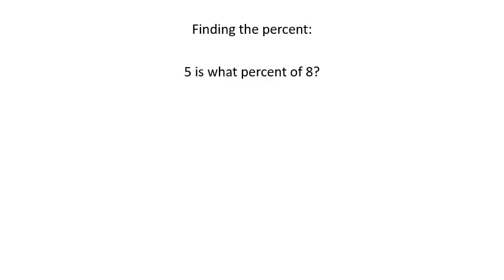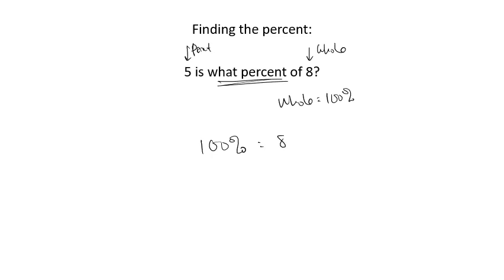The last problem we're going to look at is finding a percent. And so now we have, this is the part, and this is the whole. And so we know this is our smaller amount, this is our whole amount. And again, we're going to use the idea that our whole is 100%. And so since we know that 8 is our whole amount, we know that 100% is 8. And what we want is to find out what percent is 5.